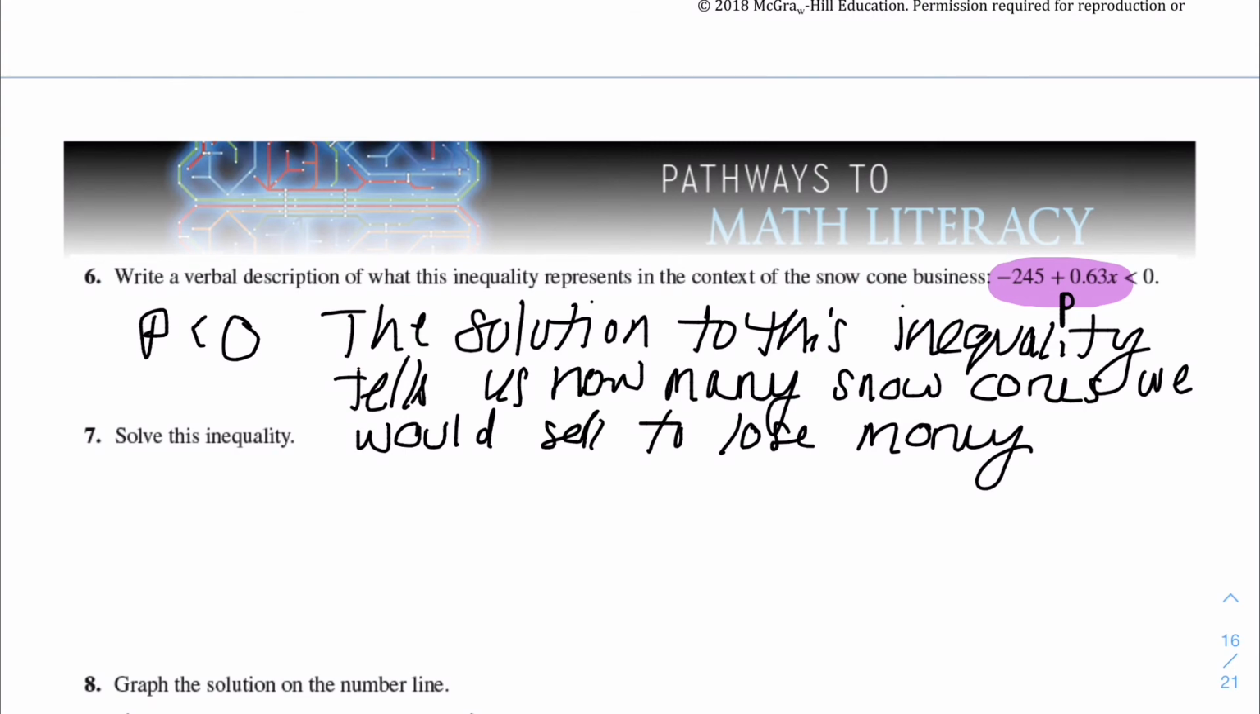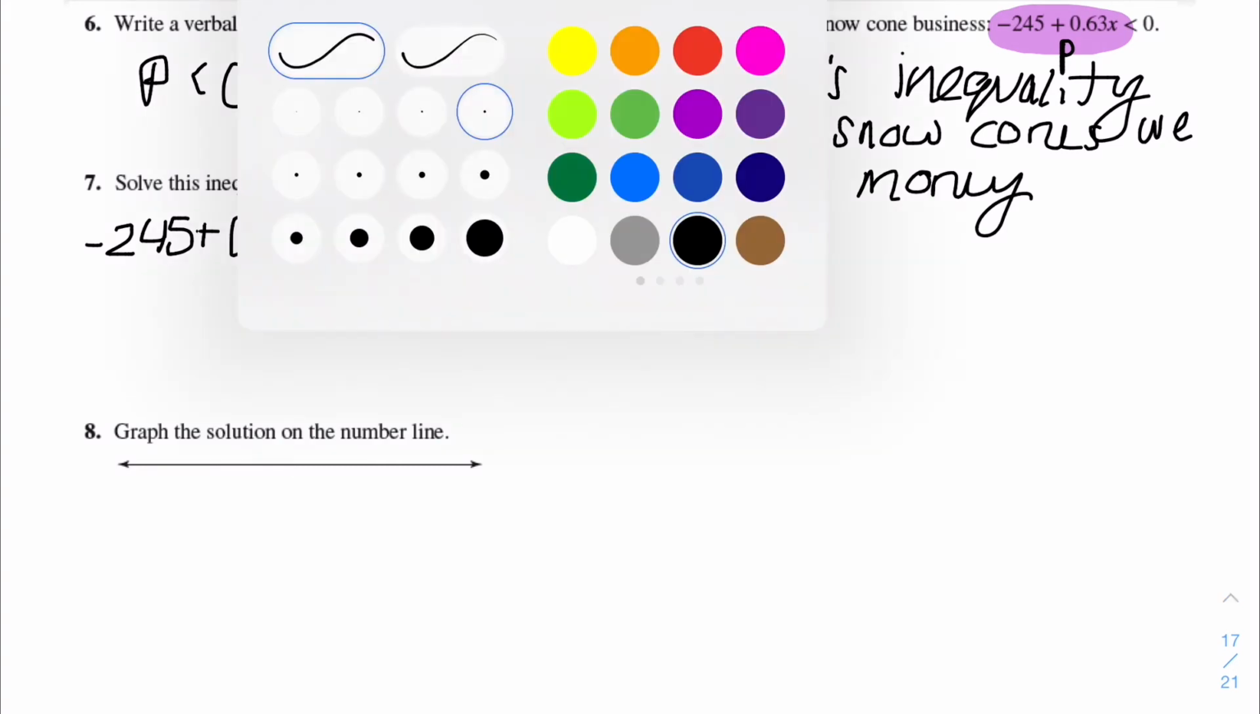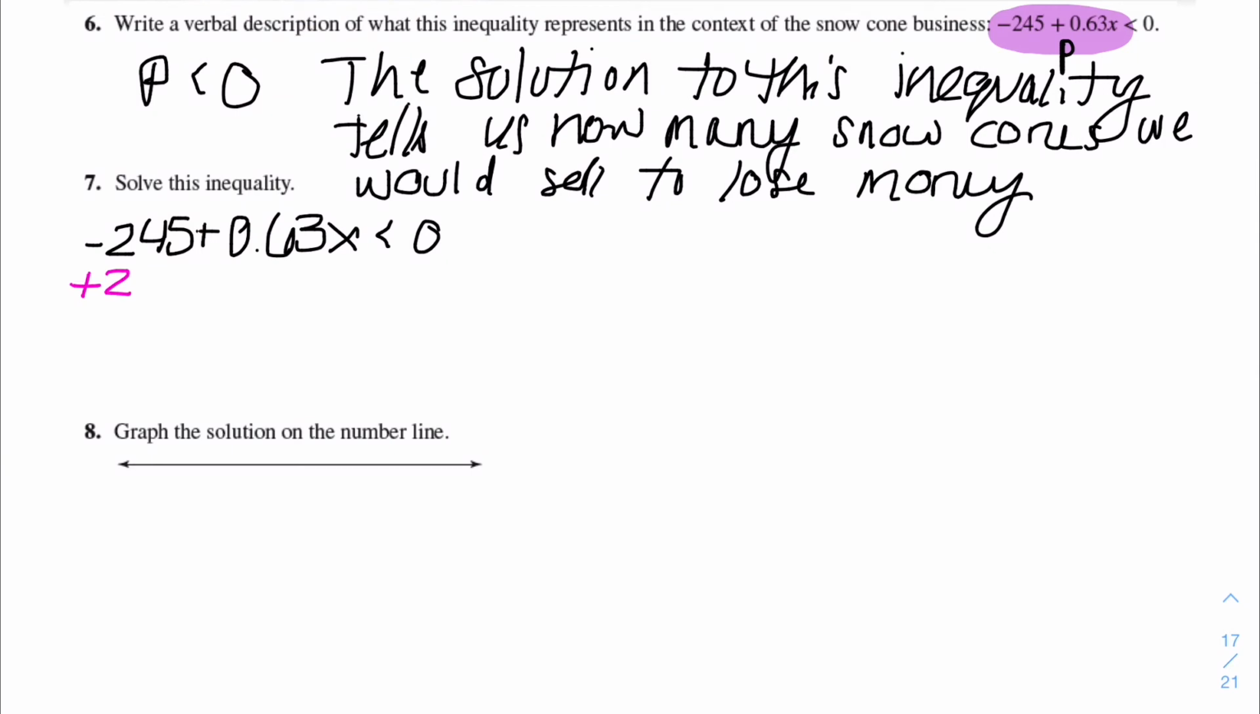So now let's go through, and just like the last example, let's solve this. So let's find the values of x, or the number of snow cones that we would need to lose out on money. So we've got negative 245 plus 0.63x is less than 0. So our first tool, we want to get the x values by itself. So we're going to add 245 to both sides. So this way those two cancel. Then we've got 0.63x is less than 245.